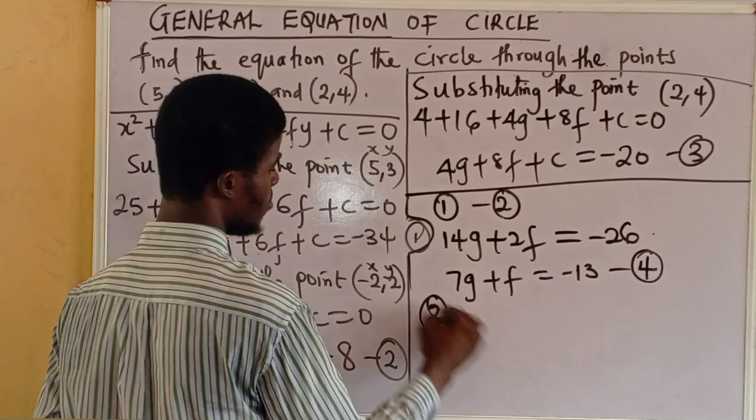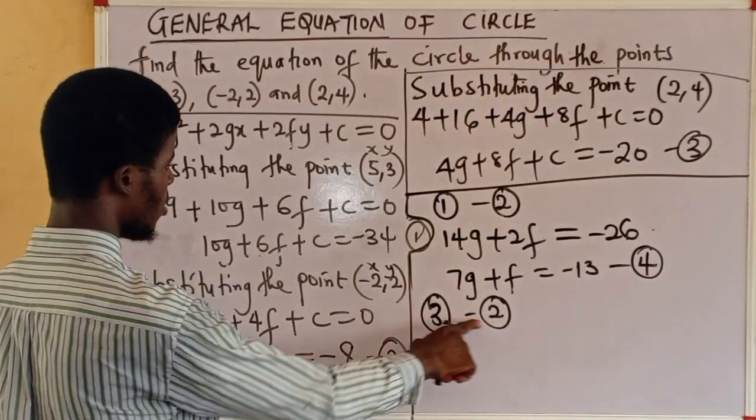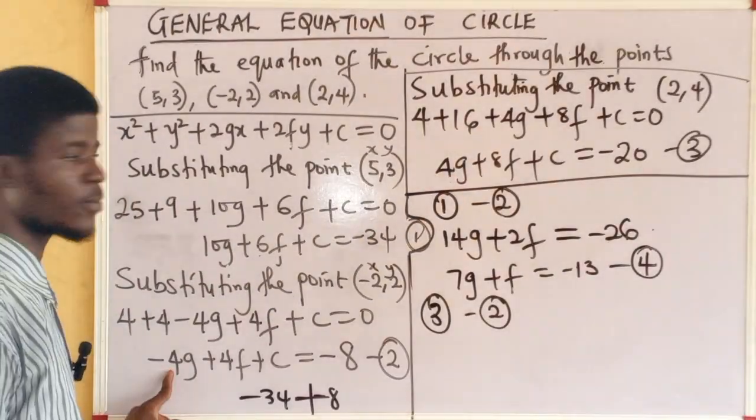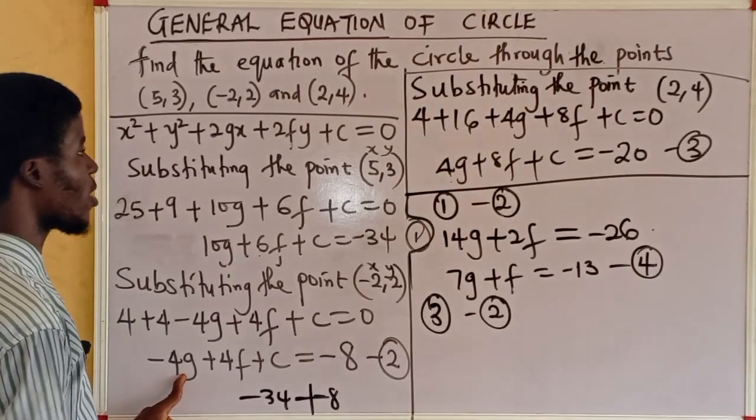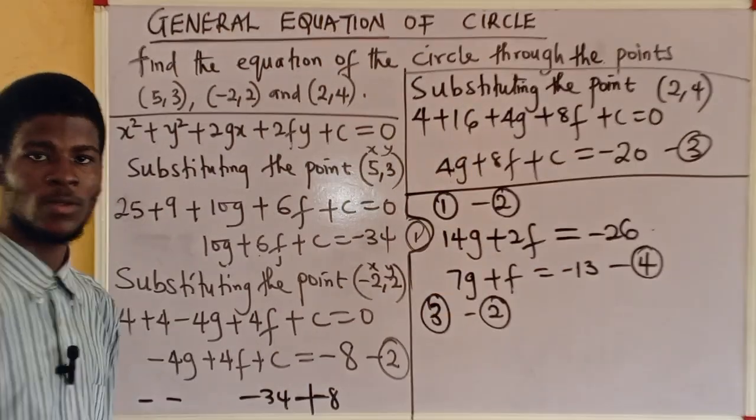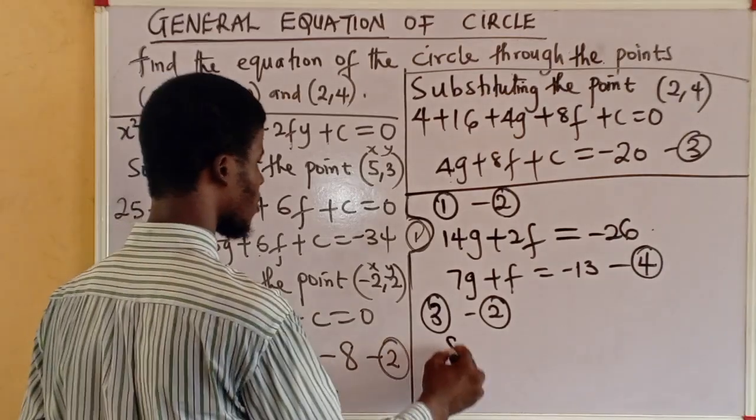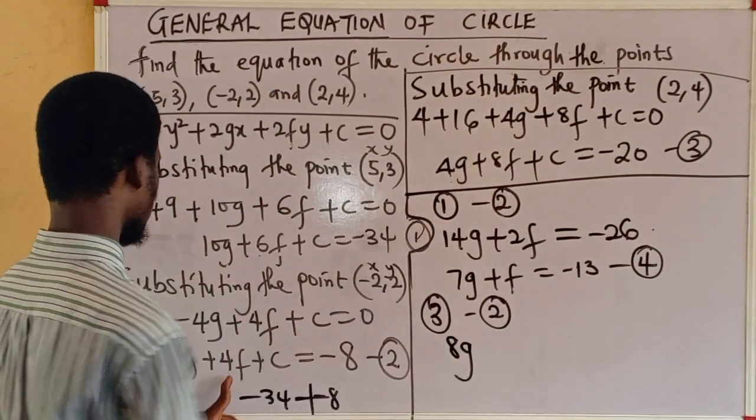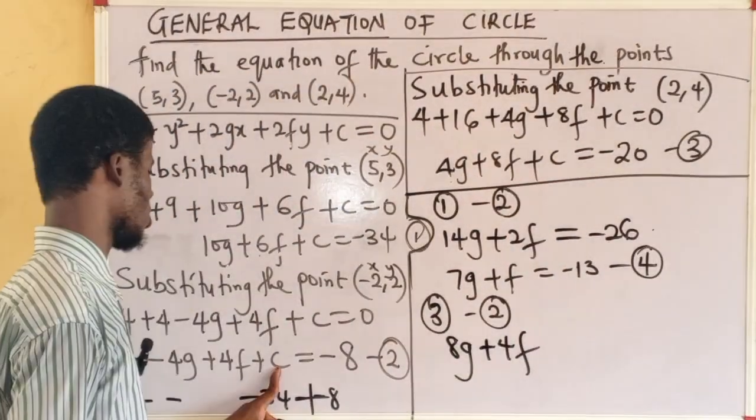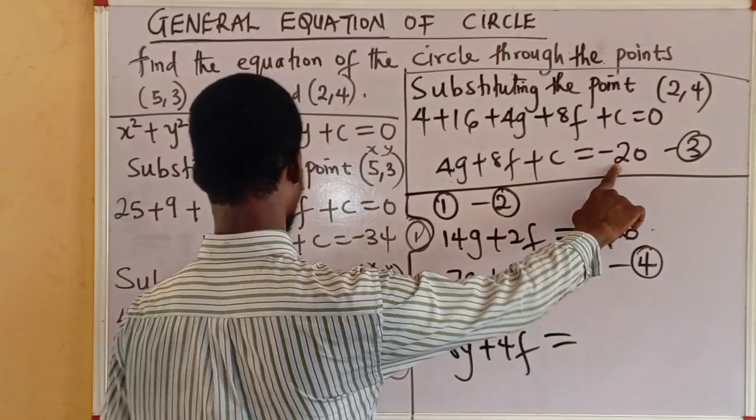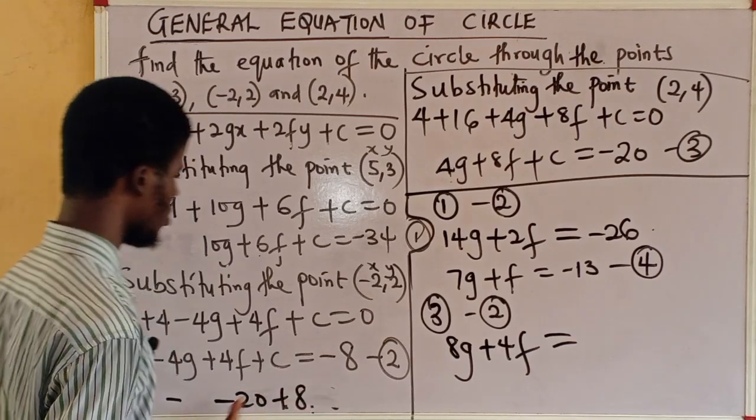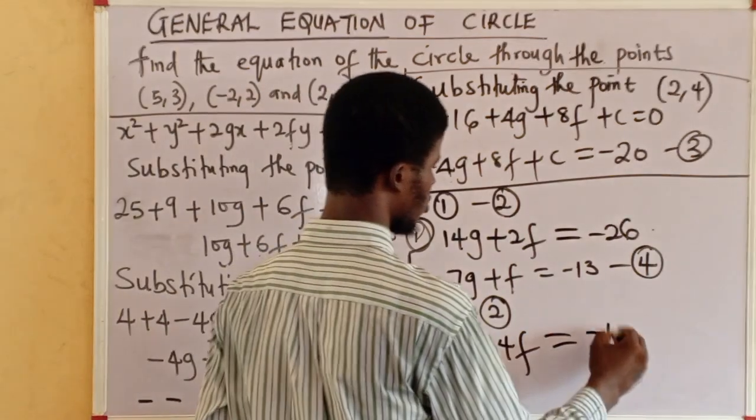So I'm saying equation 3 minus equation 2. So we have 4g minus minus 4g, this minus this. So 4g minus minus 4g, that's 4g plus 4g, because the minus will intersect to give a plus. 4 plus 4 is 8, so we have 8g. 8f minus 4f, that's 4f. c minus c, that's 0. So we have minus 20 minus 8, that's minus 20 plus 8, 8 minus 20 is minus 12.